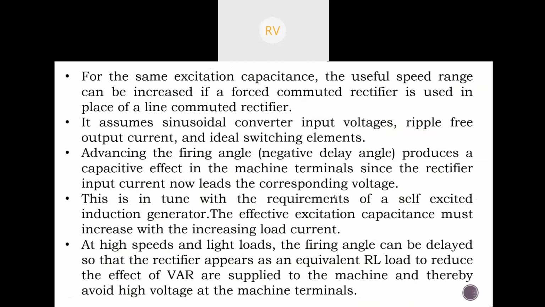Next, for the same excitation capacitance, the useful speed range can be increased if a forced commuted rectifier is used in place of a line commuted rectifier. So, instead of using a line commuted rectifier, if we go for a forced commuted rectifier, that gives us a little more speed range to be played with.